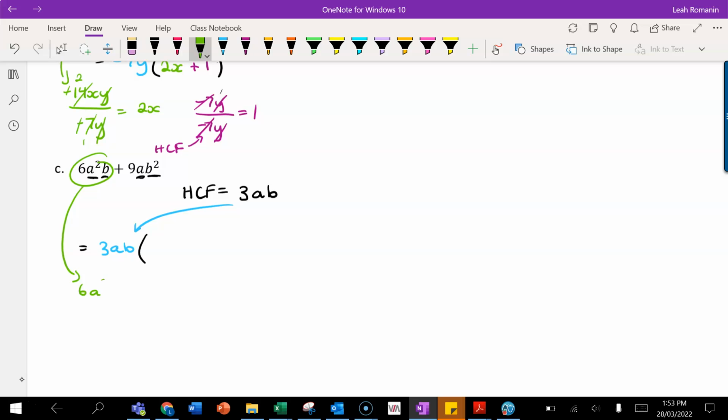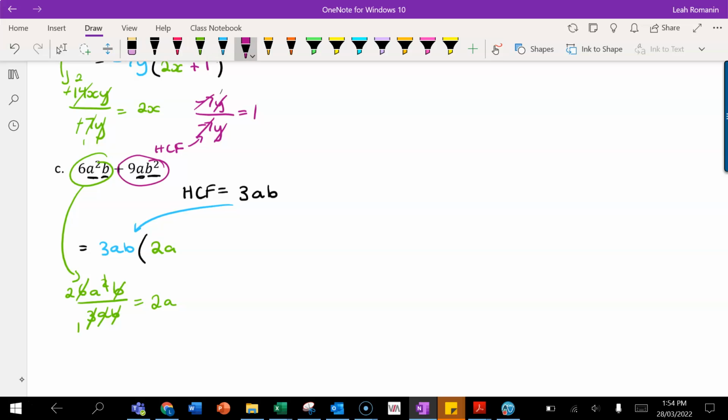Okay, let's start with our dividing to find what goes inside the bracket. So 6a squared b divided by my highest common factor, which is 3ab. 3 goes into 3 once, and 3 goes into 6 twice. I'm going to cross out 1b at the top and 1b at the bottom. And I'm going to do the same with a. So 1a at the bottom and 1a at the top. So I'm still going to be left with 1a up here. So this is going to leave me with 2a, because everything's cancelled out at the bottom. That means I'm going to be left with 2a.